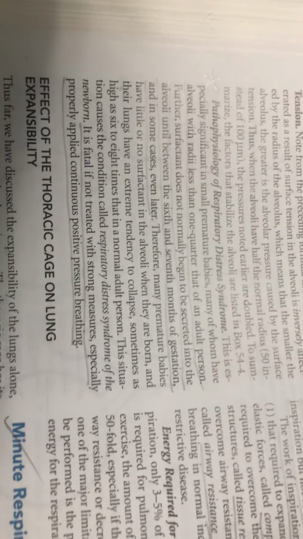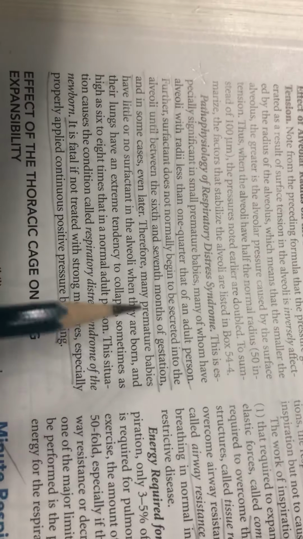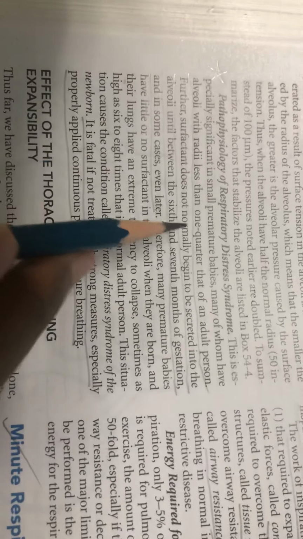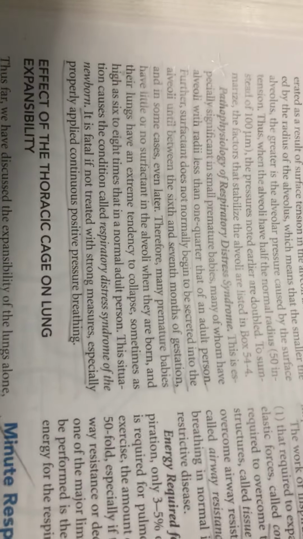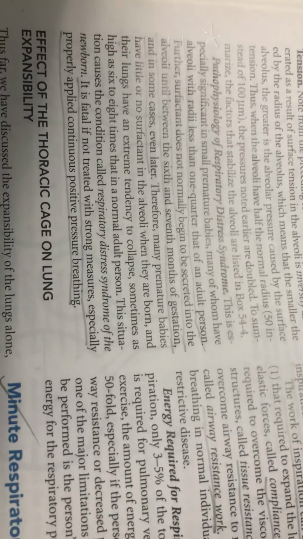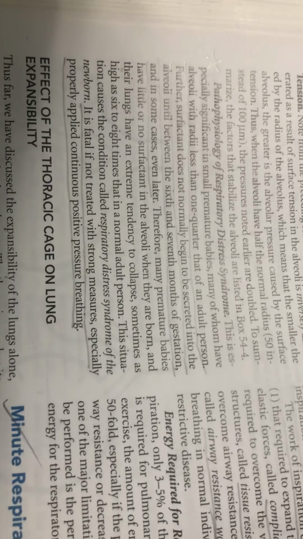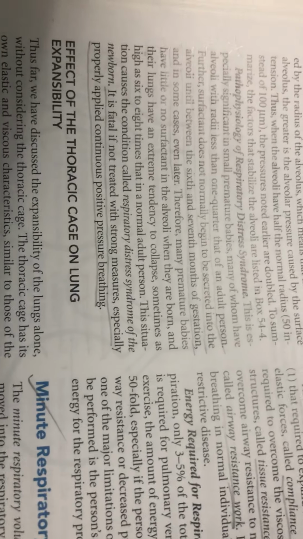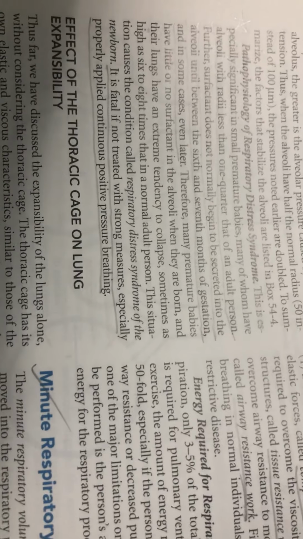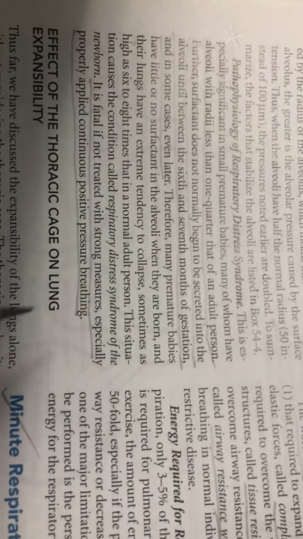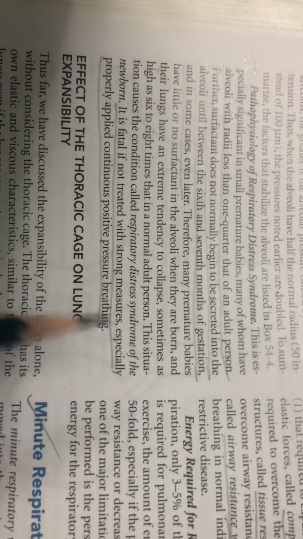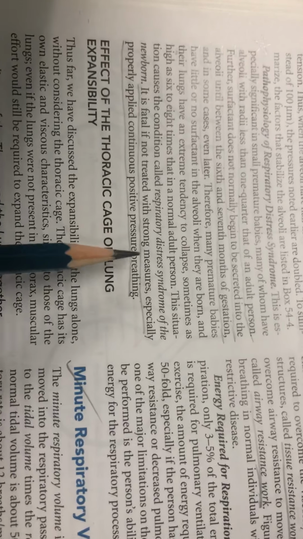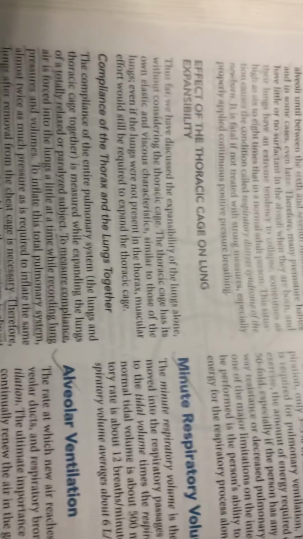And also surfactant synthesis does not normally begin till the 6th and 7th months of gestation, and in some cases even later. So in premature babies, the alveoli tend to collapse because of surface tension forces, as the proper quantity of surfactant is not there, and this causes respiratory distress syndrome of the newborn. So there should be positive pressure breathing, otherwise it could be fatal.